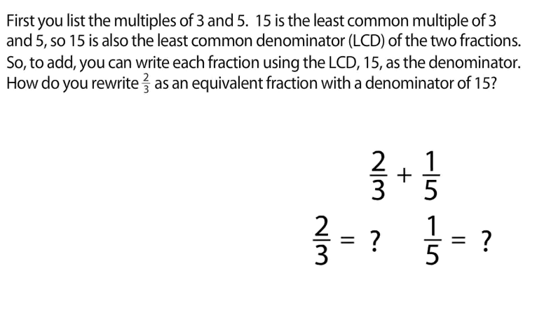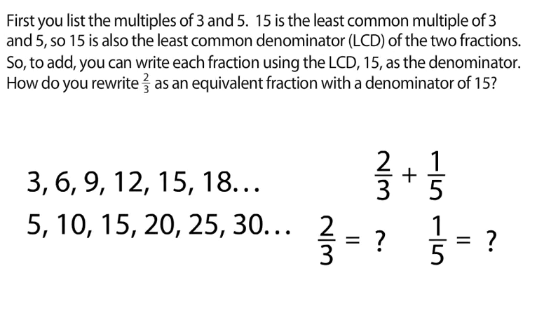First, you list the multiples of 3 and 5. 15 is the least common multiple of 3 and 5. So 15 is also the least common denominator, LCD, of the two fractions. So to add, you can write each fraction using the LCD, 15, as the denominator. How do you rewrite 2/3 as an equivalent fraction with a denominator of 15?